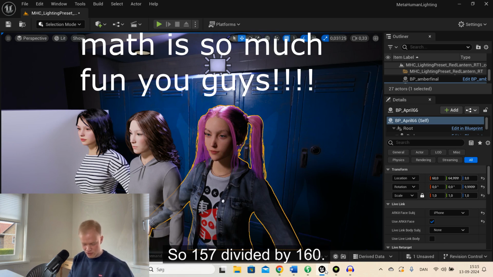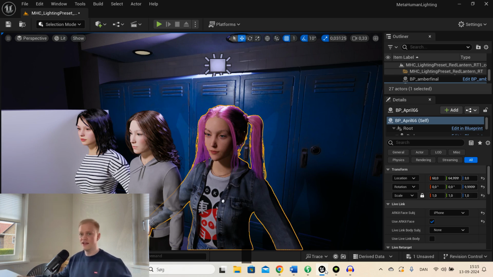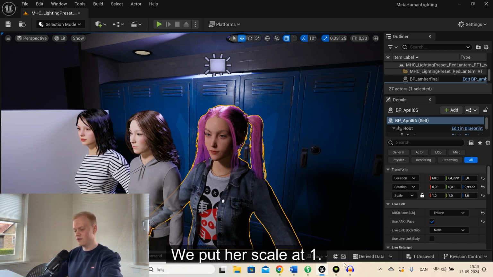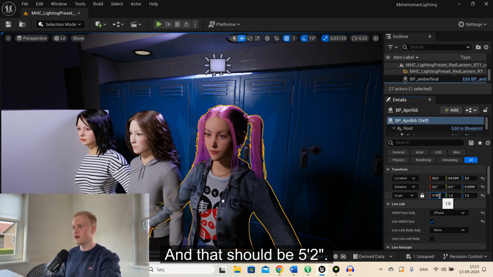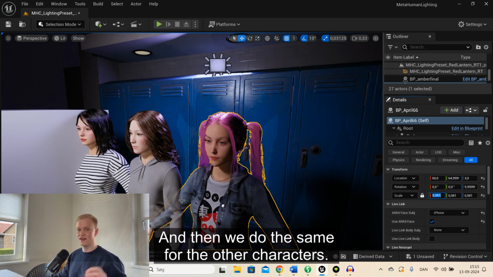157 divided by 160 is about 0.981. So let's do that. We put her scale at 0.981, and that should be 5'2". And then we do the same for the other characters.